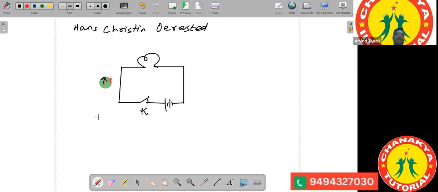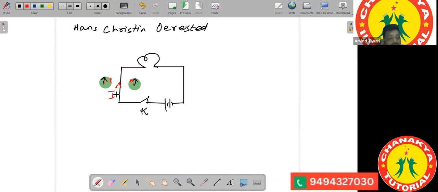He tried it many times, and every time he observed that the needle shows deflection only when we press this key, only when the circuit is on, only when some current is passing through it. Now he placed the needle inside this circuit, over here, and observed again what deflection it would show. Again it showed deflection, but now the deflection was in the opposite direction. It is not in the same direction; it is in the opposite direction.